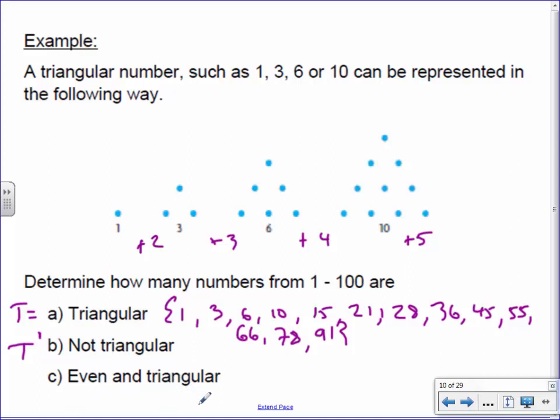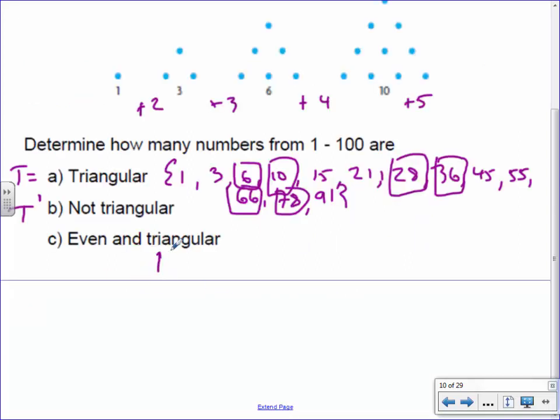Okay, one last example here. How many of these numbers are even and triangular? 6 is even. 10, 28, and 36, 66, and 78. Does that make sense? Here's how you might notate this. This would be numbers that are even and are triangular. This symbol right here, it's called an intersection.